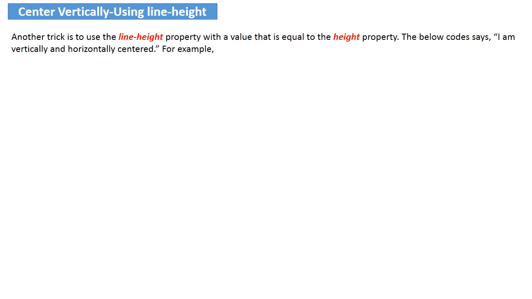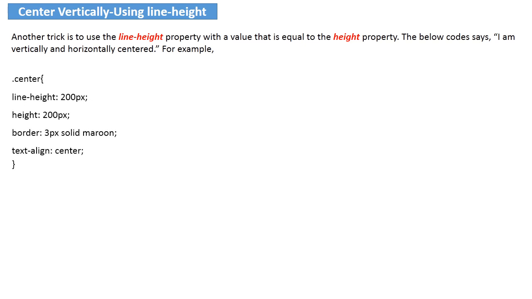Center vertically using line-height. Another trick is to use the line-height property with a value that is equal to the height property. The code below says I am vertically and horizontally centered. For example, centered: line-height is 200px while the height is 200px, the border is 3px solid maroon, and text-align is center.